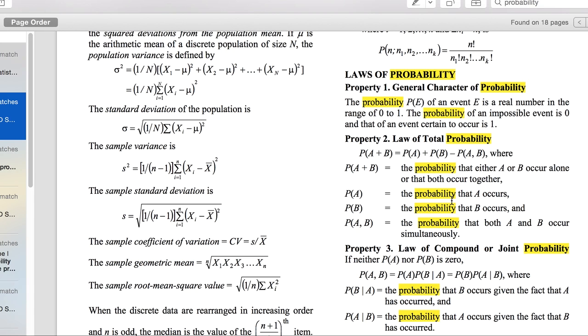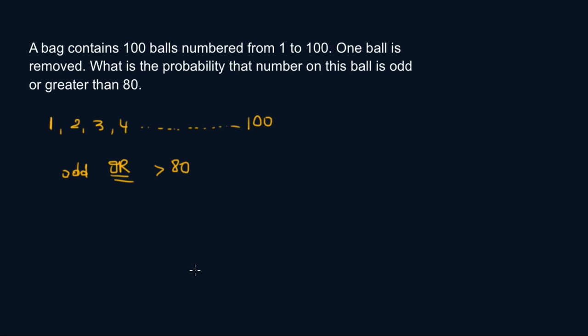So let's set it up first. So we have the probability of A plus B. Before we even start doing that, let's say that A is the event of the ball being an odd number. B is the event of the ball actually being greater than 180, right?